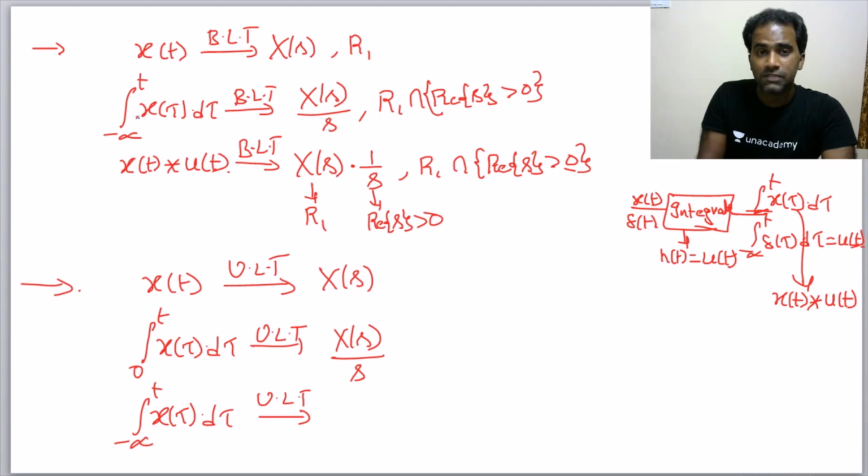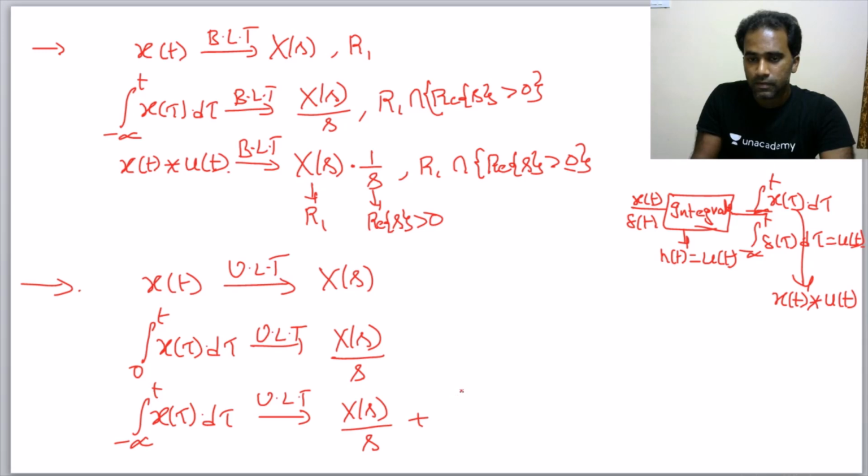In the bilateral Laplace transform, we know the answer. But in the unilateral Laplace transform, that's not the story. The answer will be a little different. It will be plus integration from minus infinity to 0 of x of tau d tau, divided by s. We can write it like this. And this is the answer exactly when the signal is being integrated from minus infinity to small t. Unilateral and bilateral Laplace transform properties are completely different. You have to note this, and understand this carefully.